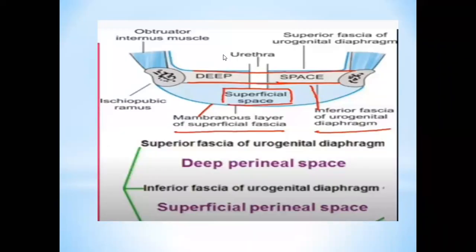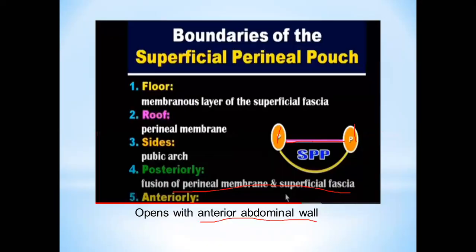Now, if you look here, these are the pubic arches on both sides, right and left, and this whole area is the perineal membrane. Superficial to this perineal membrane is the superficial perineal pouch. This superficial perineal pouch, or perineal space, is anteriorly connecting with the anterior abdominal wall. That is why it has a connection anteriorly with the anterior abdominal wall.